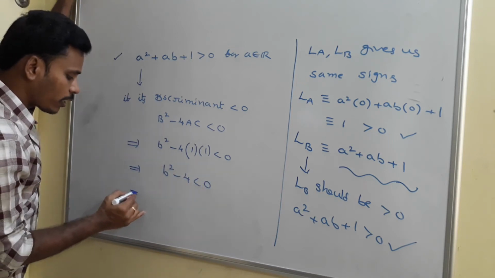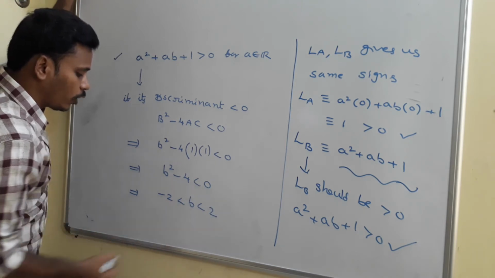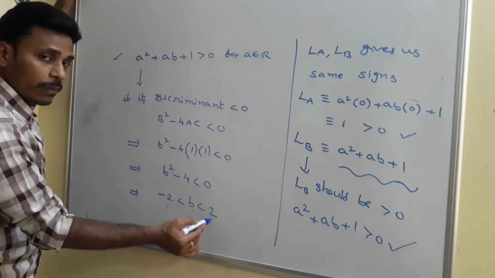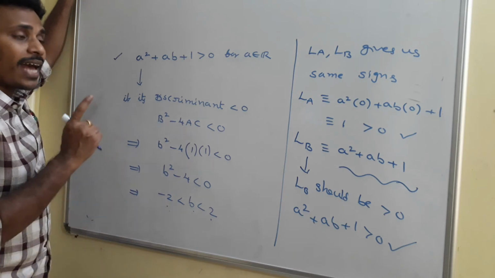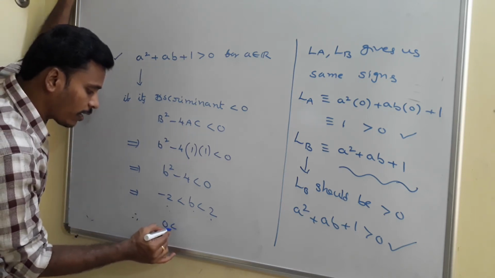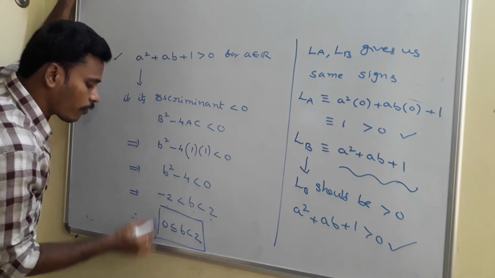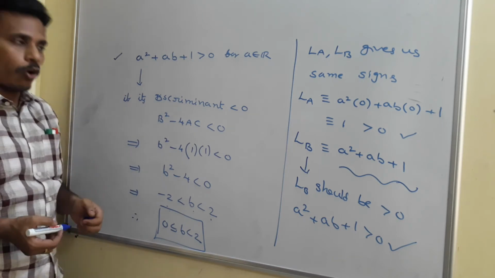Since b square minus 4 is less than 0, we will say that minus 2 is less than b less than 2. The values of b are in between minus 2 and 2. But as they mentioned that b is positive, therefore you need to consider that 0 less than or equal to b less than or equal to 2 is your final answer for the given problem.